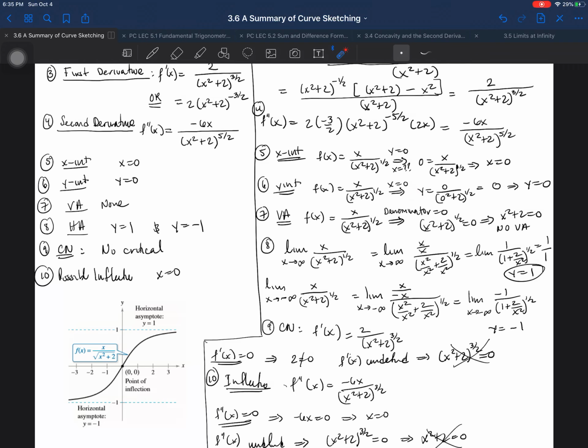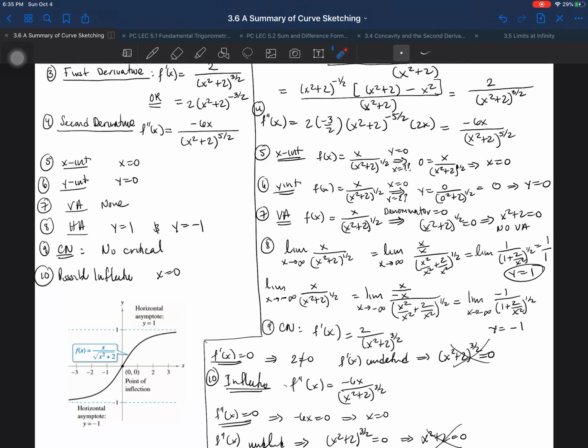And so that's going to simplify to be 0 over 0 squared plus 2 to the 1/2. And that's just going to be automatically 0, so that gives us y equals 0. So there's only one intercept here, and that happens at x equals 0, y equals 0.